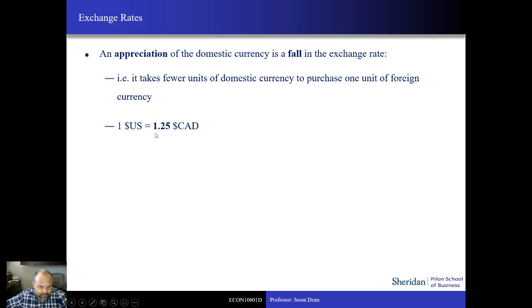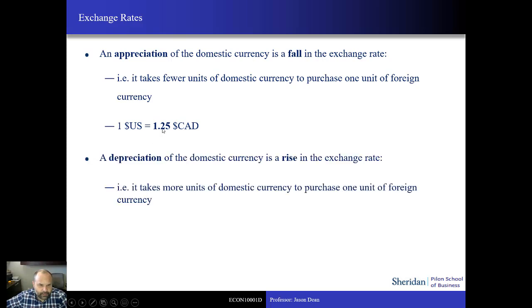So this is saying, as Canadians, we'd have to give up 1.25 of our currency to get 1 unit of the other currency. And so if this amount falls, then that would be an appreciation of our currency because we would have to give up less of ours to get 1 US dollar. And a depreciation would be the other way around. And so if this number increases, that means our currency has depreciated because we have to give up more of ours to get 1 unit of the other currency.